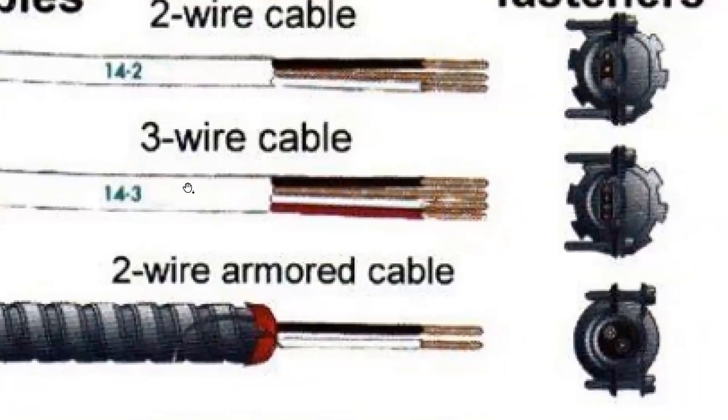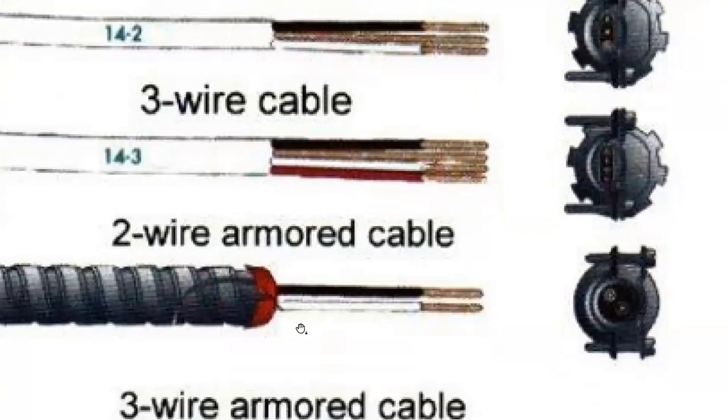Right. Now, 14.3, what do we have here? 14.3 stands for gauge 14, 3. 3 what? 3 current carrying conductors. How many physical wires in that cable? Well, it's going to be 1, 2, 3, 4, because we are going to have that bonding wire.